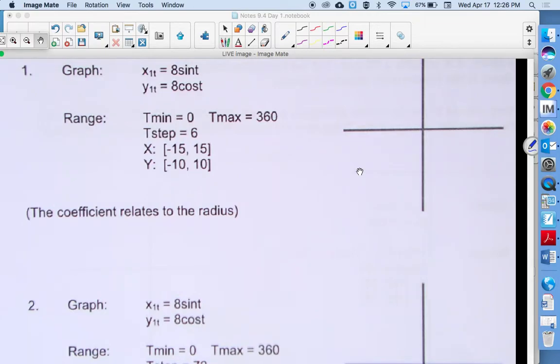There's not a final answer, right? So the equation is one of the final answers. The graph and the orientation is the other part. So here's your rectangular equation, the graph. Those would be your final answers.